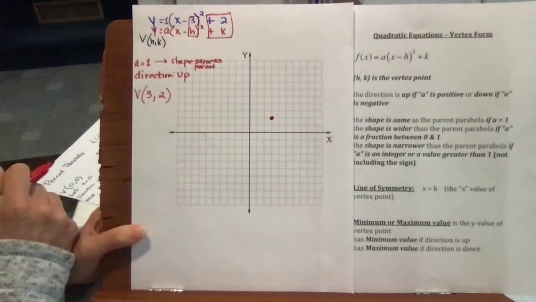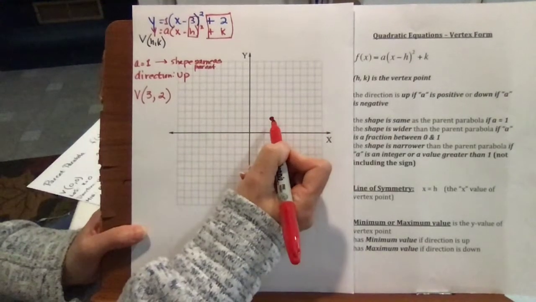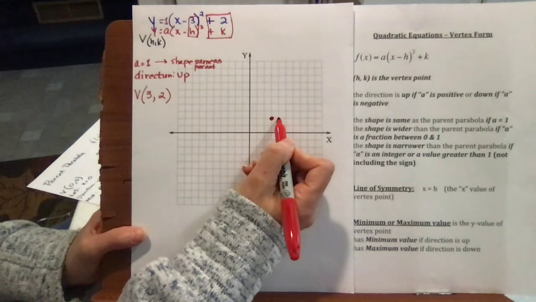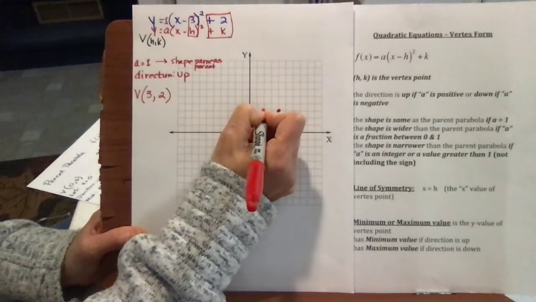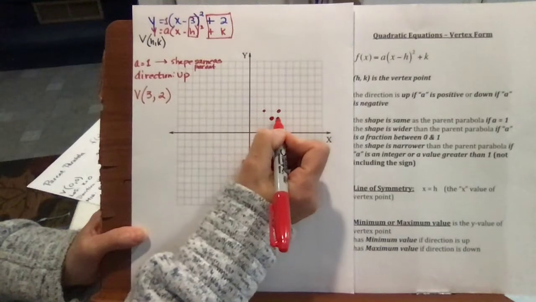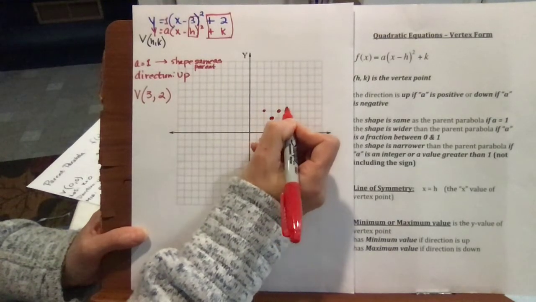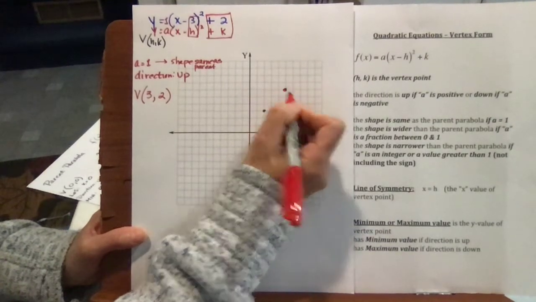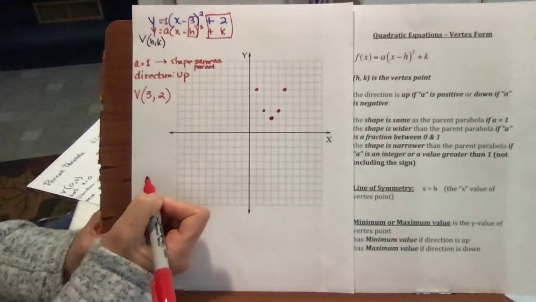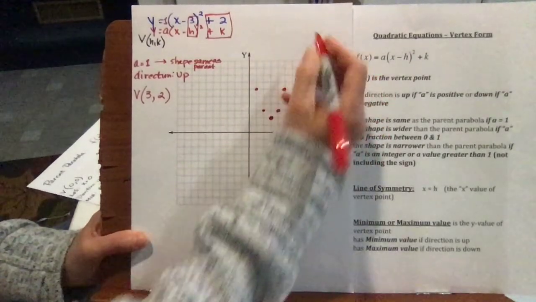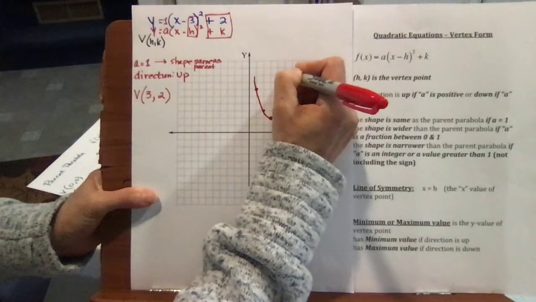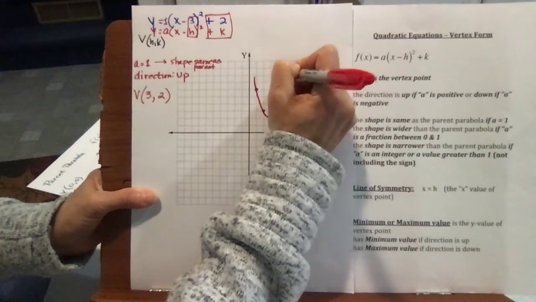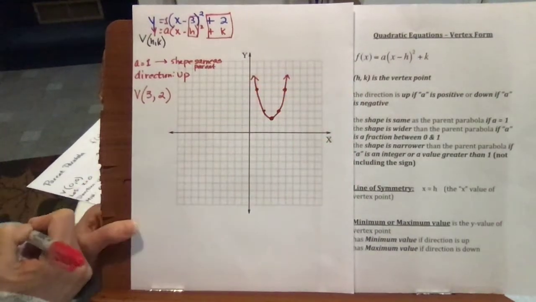Now, since the shape is the same as the parent, from the vertex, let's move 1 to the right, square it, and go up 1. Use symmetry on the other side. Go 2 to the right, square it, and go 1, 2, 3, 4. And use symmetry on the other side. We don't have enough room for 3 to go 9, but we only need 5 points for a decent looking parabola. And we sketch it out, arrows at the top, and we're good.